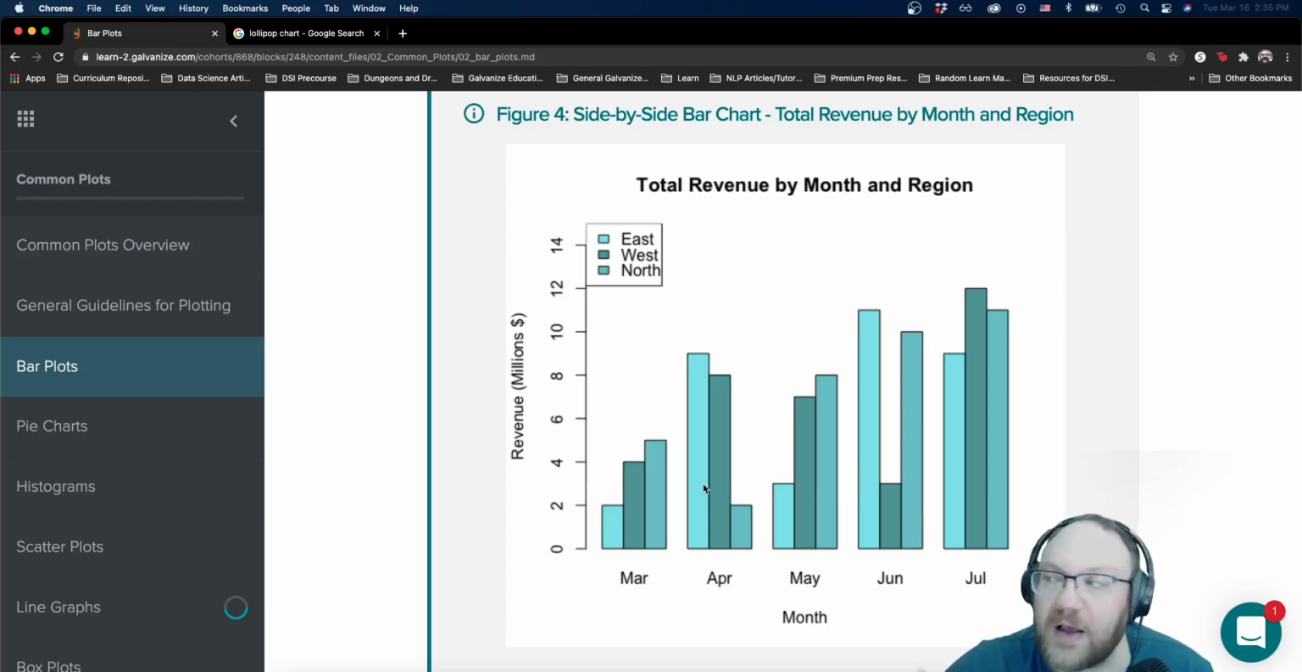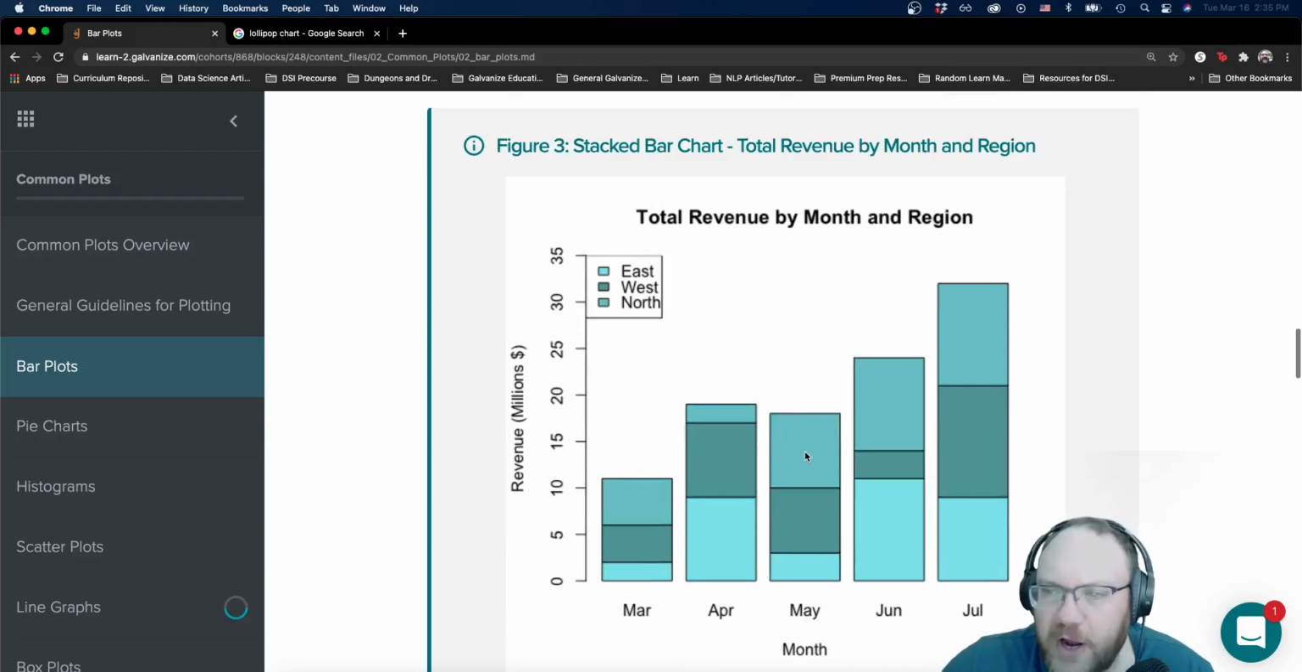So depending on the information that you're trying to display to your user, right, one of these charts is likely going to be preferable to the other. So that's a quick breakdown on bar plots.